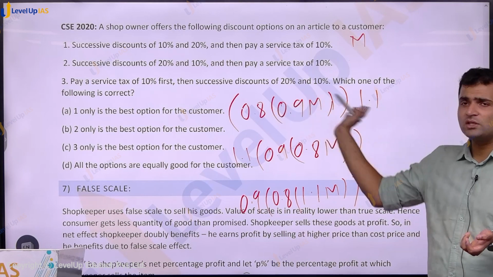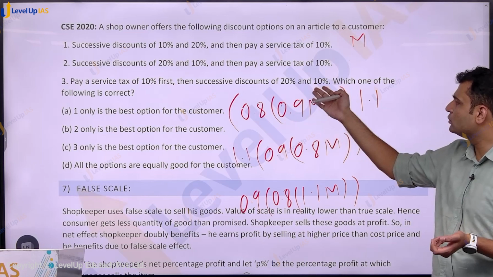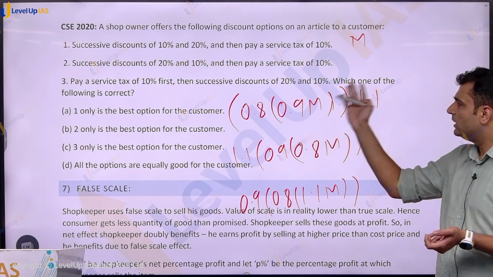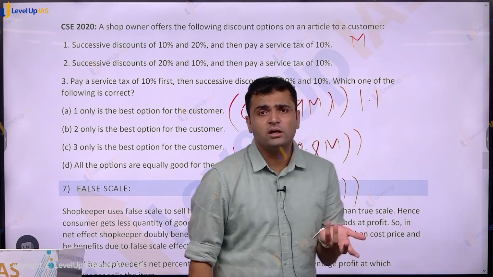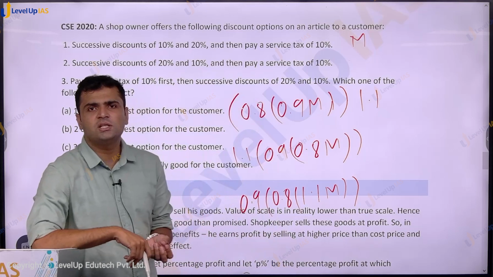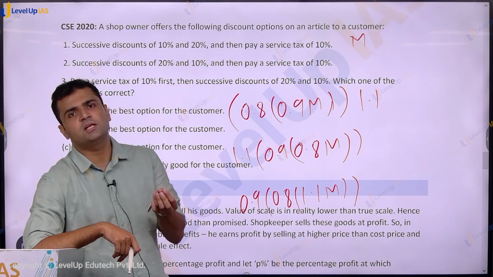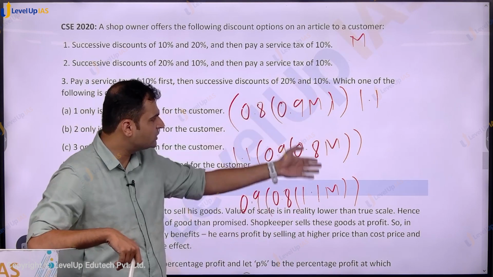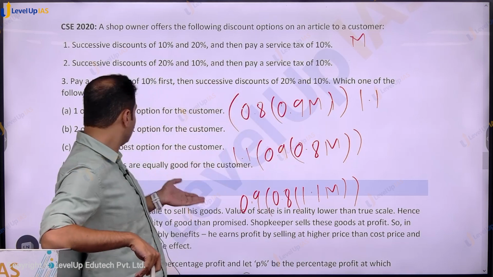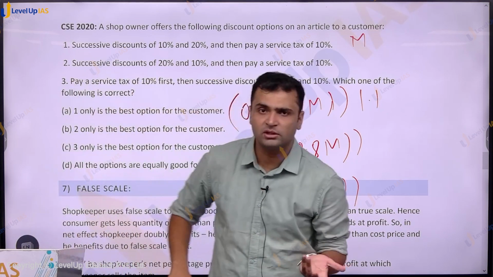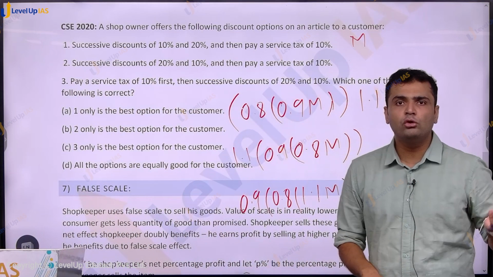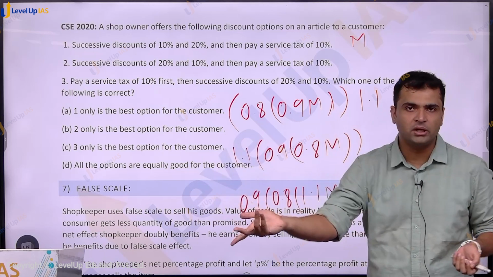Everything is a multiplication. 0.8 into 0.9 into 1.1 into M. It doesn't matter in what order you multiply things. Multiplication is commutative. Order of multiplication does not matter. So all the options are the same. So the answer is all options are equally good for the customer. It doesn't really matter what you do first, because everything is ultimately getting multiplied.